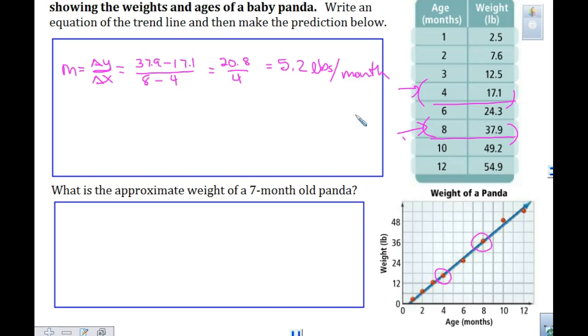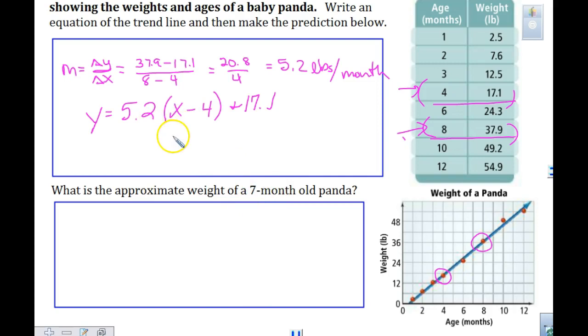We want to write an equation. To me, it makes sense to either use the 4 or the 8. Which point do you want to use, Emma? We're going to go to point slope form. Y equals our slope, 5.2, times x minus 4 plus 17.1. And have an equation form. Do I have to write it in slope-intercept form? No, I just have to have an equation for the line. It asks me to approximate the age at 7.